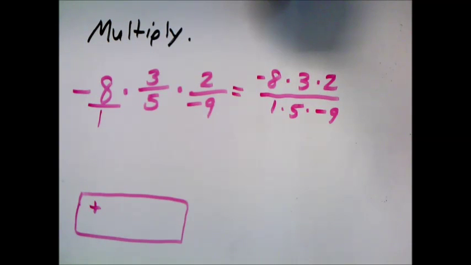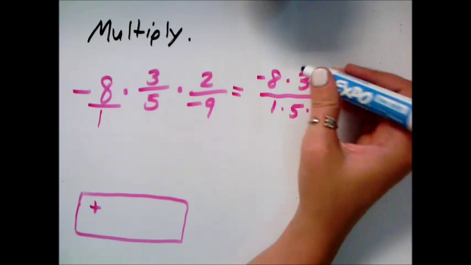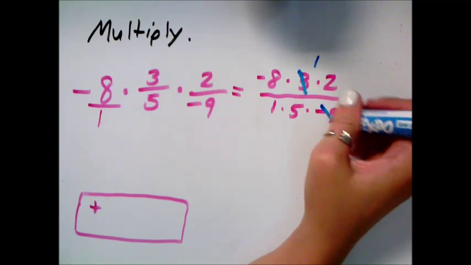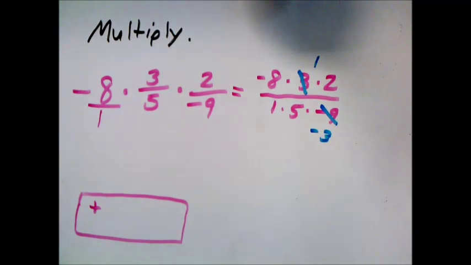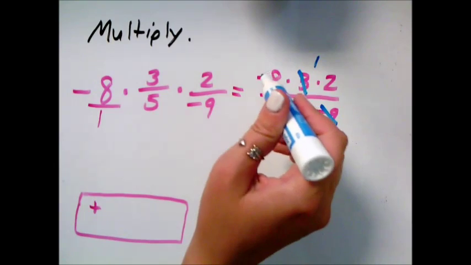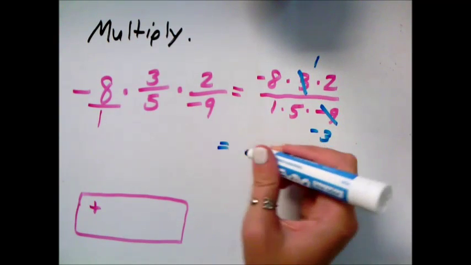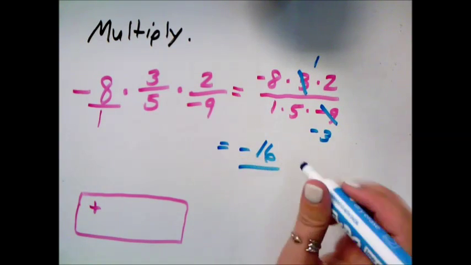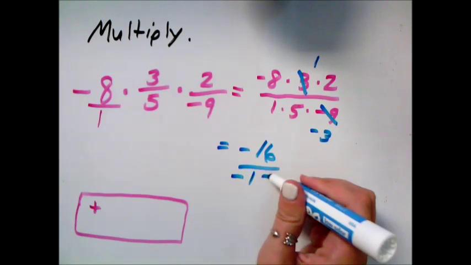So now we'll look for common factors. I'd say 3 and negative 9, we can divide them both by 3. So that's 1, that'd be negative 3. And negative 3 doesn't have anything in common with 8 or 2. So it looks like we end up with negative 8 times 2, so negative 16 on top. And 5 times negative 3, so negative 15 on the bottom.